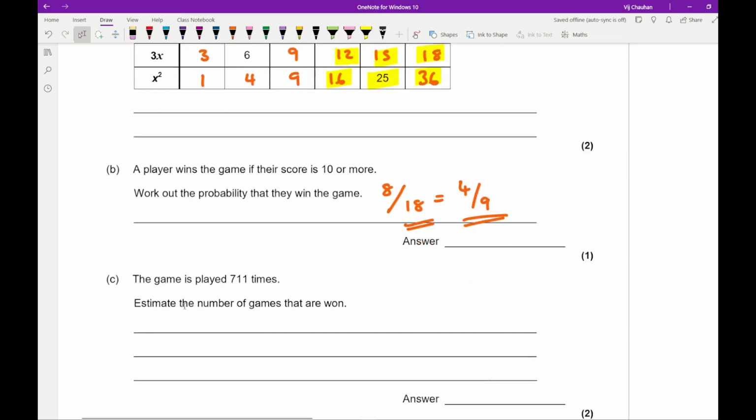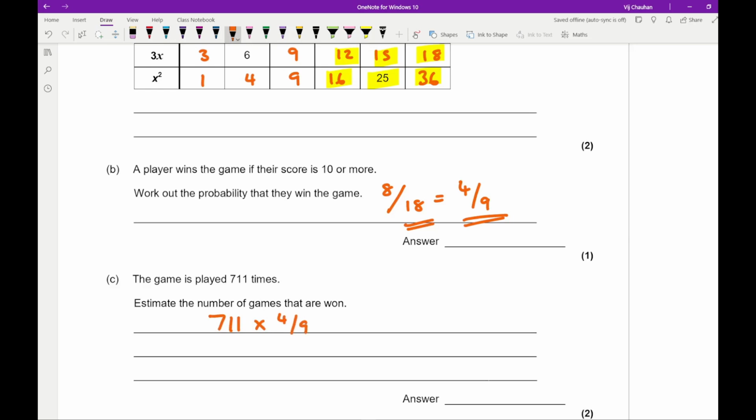Moving on to C, it says a game is played 711 times. Estimate the number of games that are won. So for this, this is now moving on to relative frequency. So all we need to do is simply multiply the number of trials by the probability of a win, which we've just worked out as being 4/9.